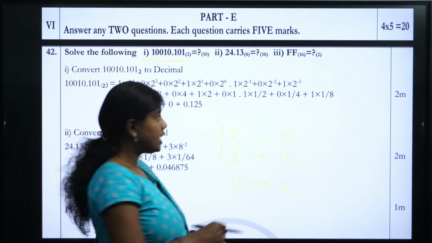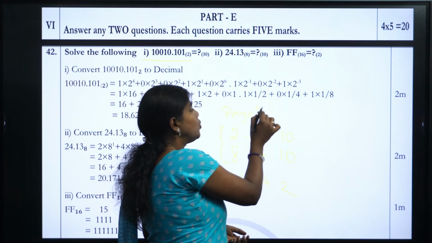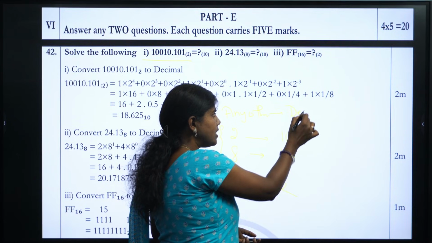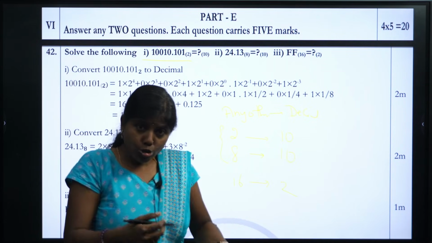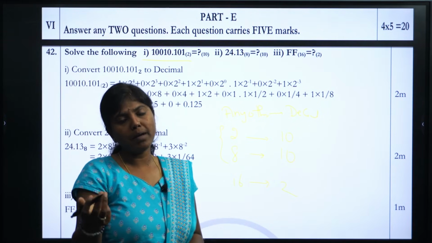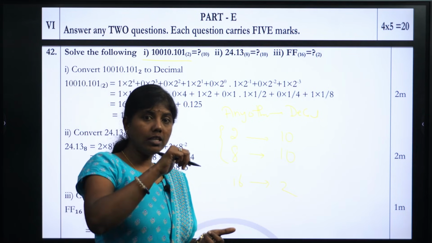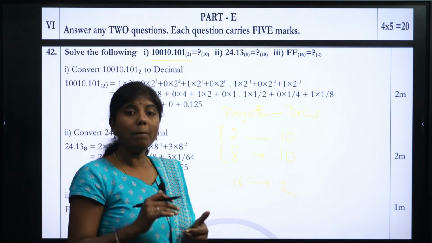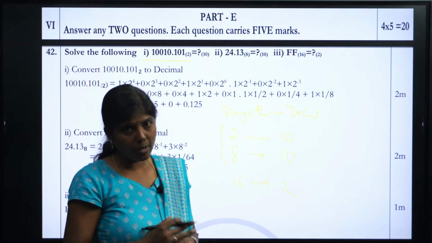Whenever you're converting any other number system back to decimal, any other means binary, octal, hexadecimal, to decimal means you just have to keep multiplying by 2, multiplying by 8, multiplying by 16. What about decimal to any other number system? Divide by 2, divide by 8, divide by 16. This is what you have to do. Multiply in terms of 2 and then add it. That is the logic you keep in mind.